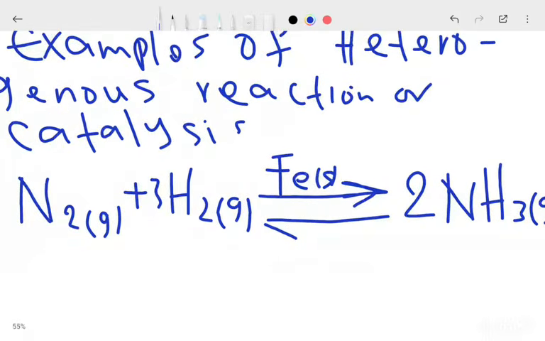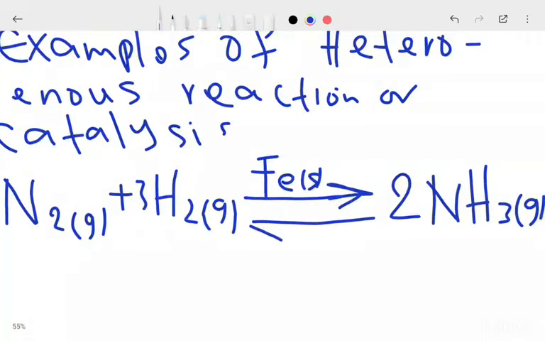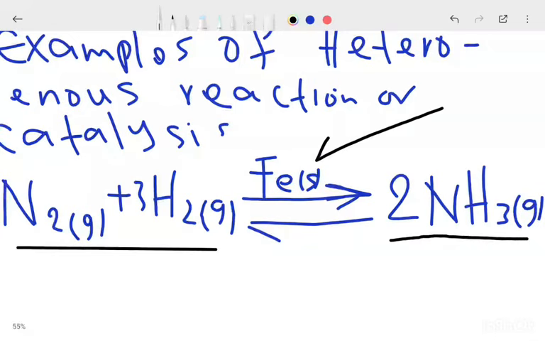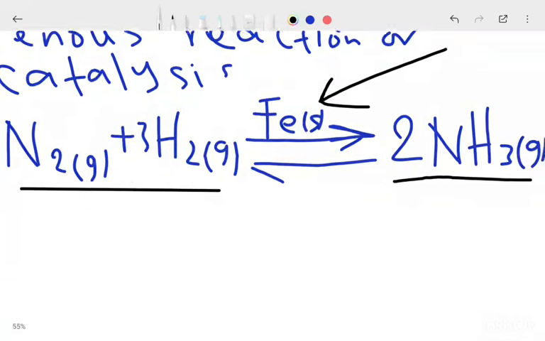Now look at this reaction. Is this one homogeneous or heterogeneous? Heterogeneous, because look at it. The reactants are all in gas, right? The product is a gas, but the catalyst is in solid. So as long as one of them is in a different phase, that reaction is a heterogeneous reaction or catalysis. So take note, don't forget.